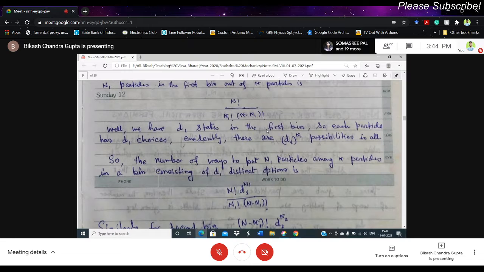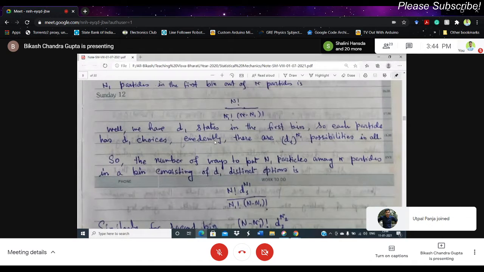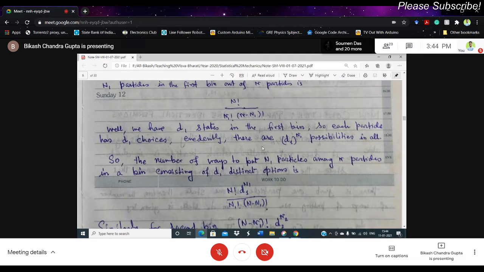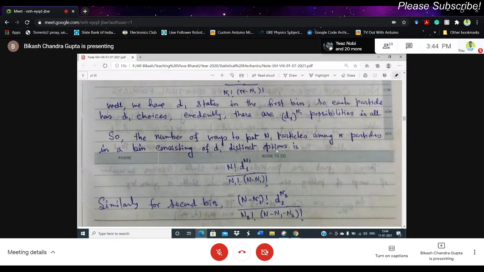Now we have D1 states in the first bin. If there are D1 states in the first bin, each particle has D1 choices, and therefore there are D1 to the power N1 possibilities in all, because there are N1 particles. Therefore, the total number of ways to put N1 particles among N particles in the first bin, consisting of D1 distinct states, is N choose N1 times D1 to the power N1. They are degenerate, the energy is the same, but they are distinct, different states.